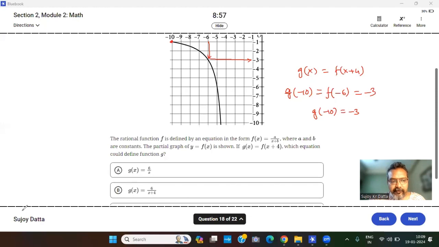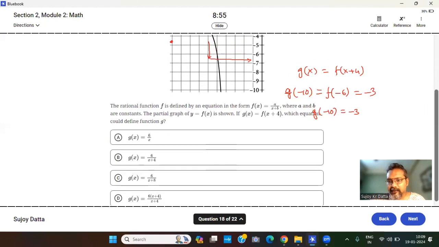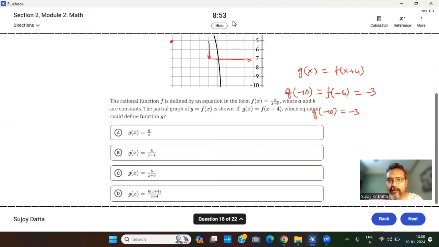Now what we have to do is plug in -10 in each of these and see which one gives you that -3. This does not clearly. If I put -10 for this, I'll get 6 over -6. This would give me 6 over -10 plus 8, which is -3. But just checking this cancels out. We have 6, so that's also wrong. Answer is C.